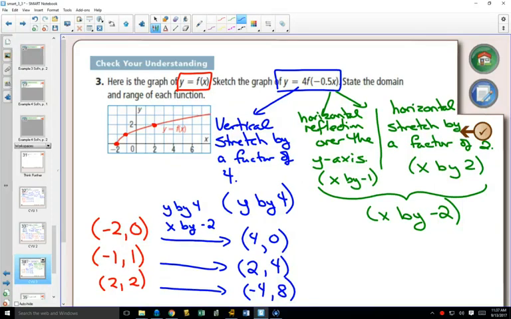And this last one, the x by -2 is -4, the y by 4 will be 8. Now that we've got those points, I can plug them in. So I'm going to graph them. I've got 4, 0. I'm going to have 2, 4. And I'm going to have -4, which is off of here, and +8, which would be somewhere up over there.